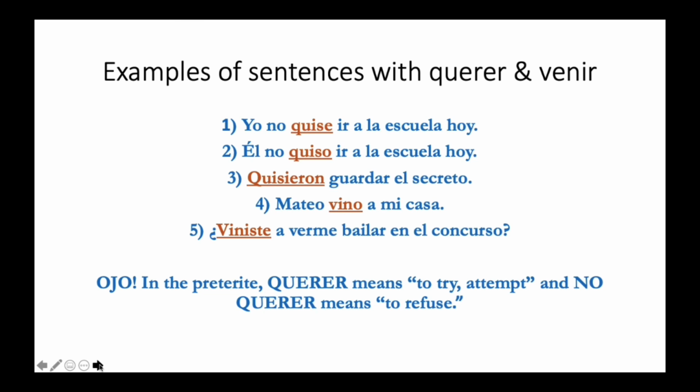Mateo vino a mi casa. Mateo came to my house. ¿Viniste a verme bailar en el concurso? Did you come to see me dance in the contest? Remember, in the preterite, querer means to try or attempt, and no querer means to refuse.